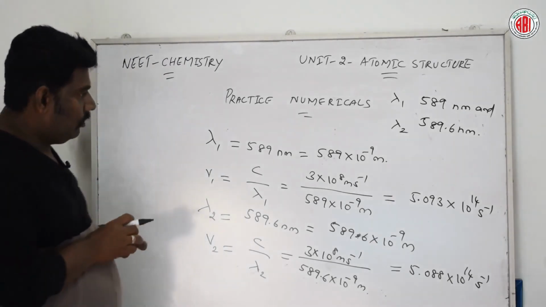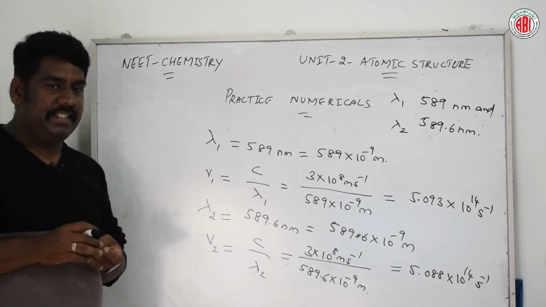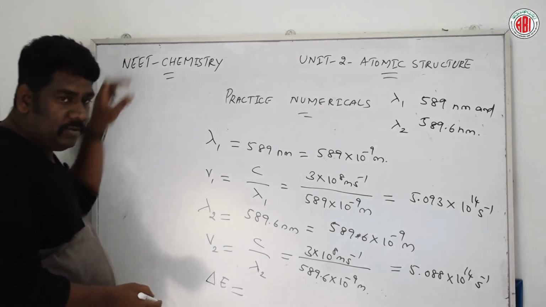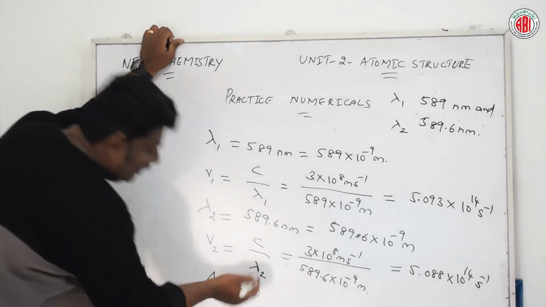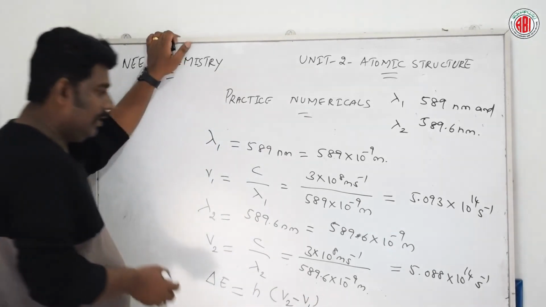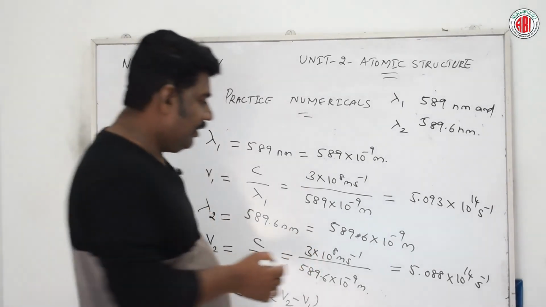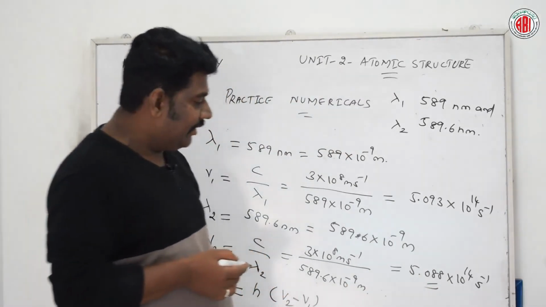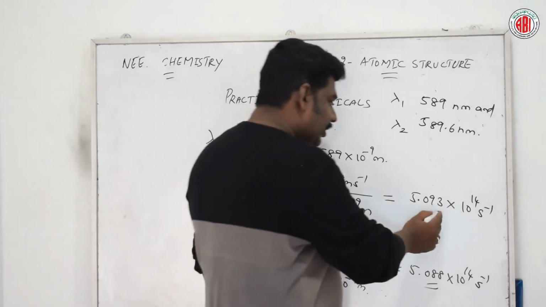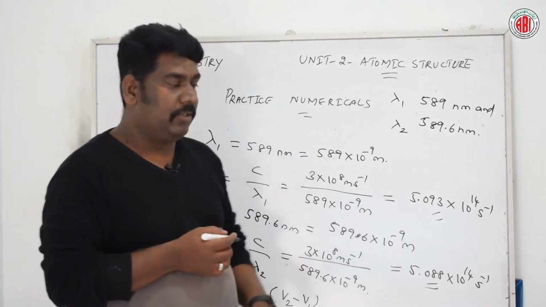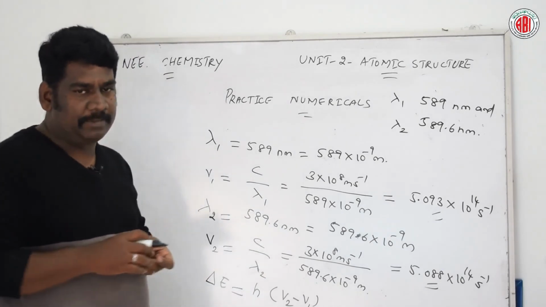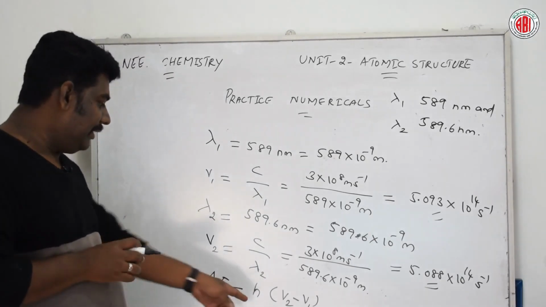Now let us find the change in energy. Delta E is equal to h nu, that is Planck's constant times frequency. So let us subtract nu 2 minus nu 1. The nu 2 value is 5.088 into 10 to the power of 14 per second, which should be subtracted with nu 1, that is 5.093 into 10 to the power of 14 per second. This difference is then multiplied with Planck's constant.